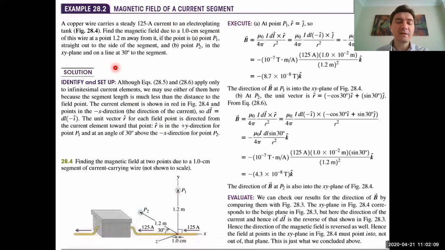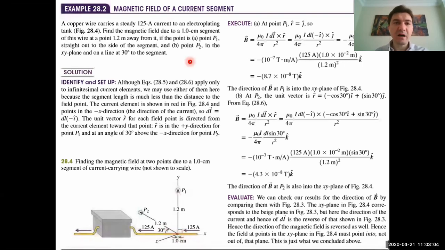So the question is: find the magnetic field due to a 1 centimeter segment of that wire. Here we choose a very small, 1 centimeter segment from that wire, and we would like to calculate the magnetic field due to that segment at that point and that point. So point P1 here is 1.2 meters apart from that segment. And here we have P2, where the distance from the current segment to the position is again the same, but the position is different. Here we have 30 degrees between the current direction and the R vector.